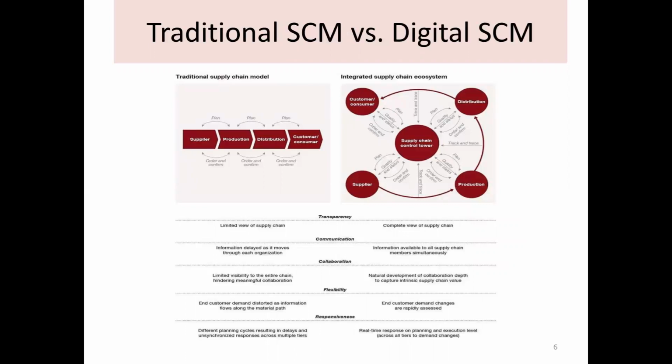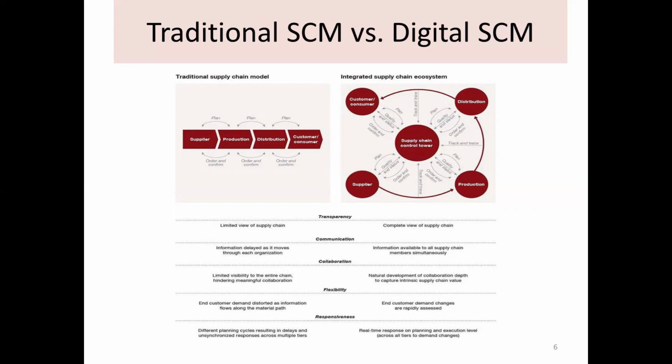Here we can see traditional supply chain management versus digital supply chain management. In the traditional supply chain model, there are sequential steps: supplier, production, then distribution and customer. In every stage, there is a planning phase and an order confirmation phase. But in the integrated supply chain system, all elements of the supply chain are controlled by a central system called the supply chain control tower.